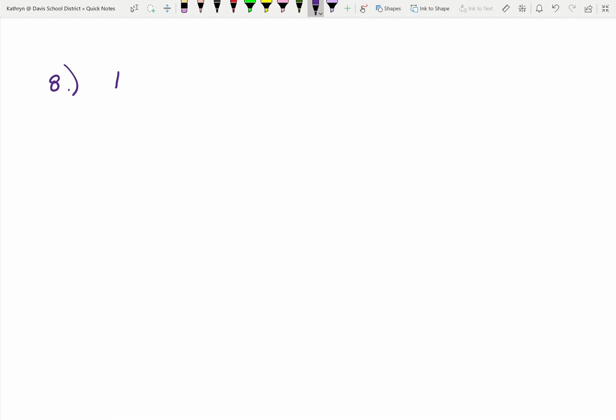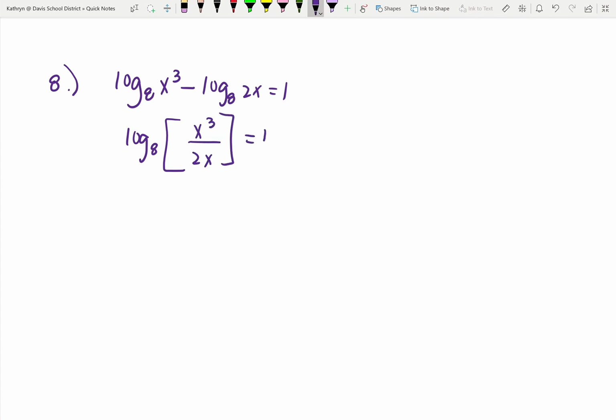Okay, so solve this. If you've got 2 logs and a number that's not a 0, condense and convert. So that's going to be log base 8 of x to the third divided by 2x equals 1. Well, then inside of that, those x's are going to cancel. So that'd be an x squared on the top, a 2 on the bottom, and a 1 right there. So I just reduced it. Then convert it. 8 to the first is x squared over 2.